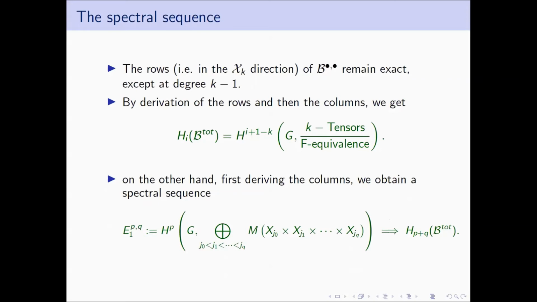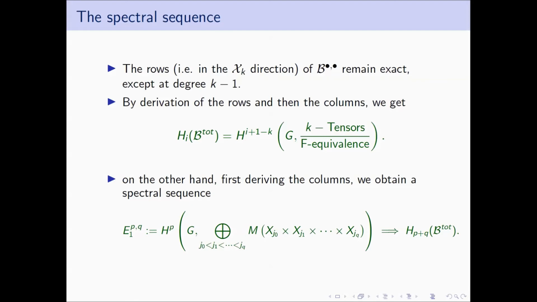And okay, so we want to calculate the cohomology of this big complex. It so happens that the cohomology of this big complex does not depend on the order, and you can do it in both ways. You can either first derive it on the x's side and then derive it on the G side, or you can first derive it on the G side and then on the x's side. If you do it on the x's side, this is what you get.